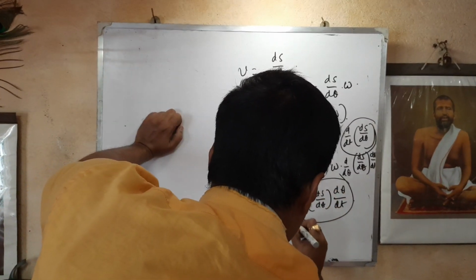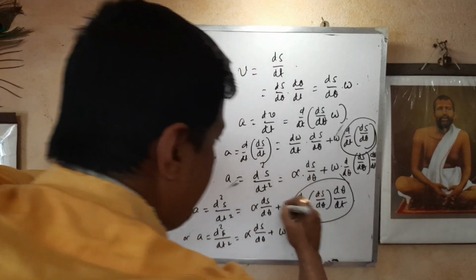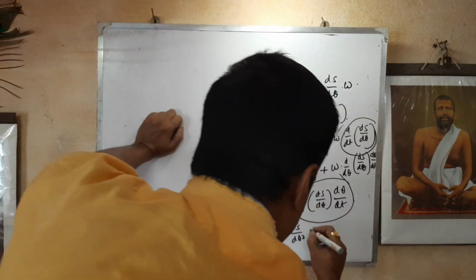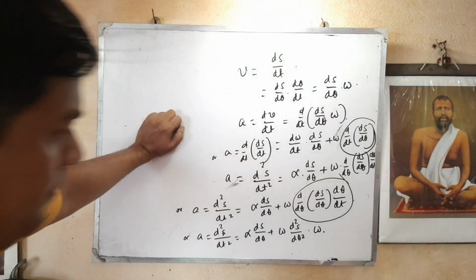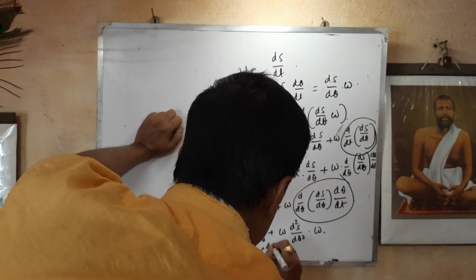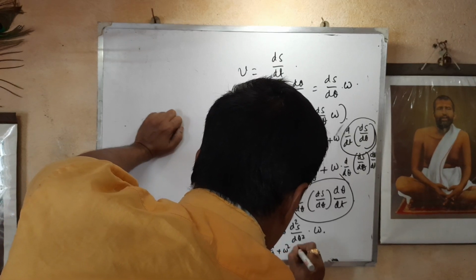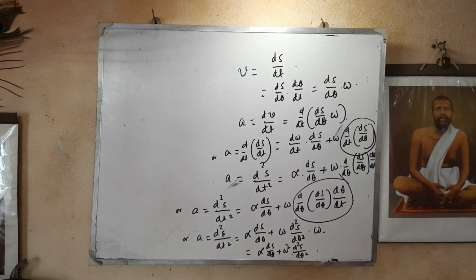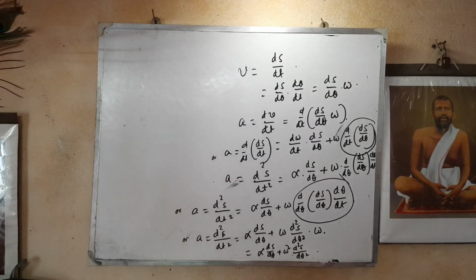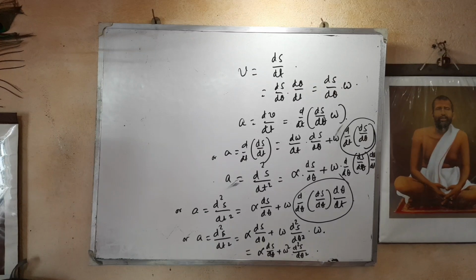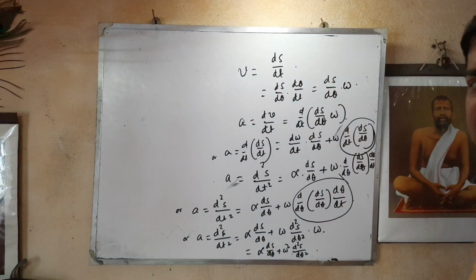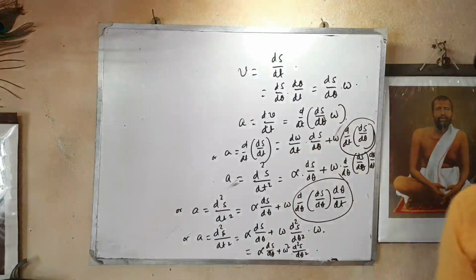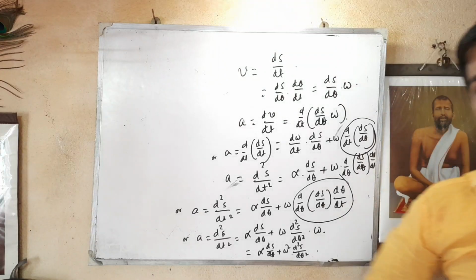Now this term is nothing but d²s/dθ², the second order differentiation of s with respect to theta, into dθ/dt, that is omega. It is alpha into ds/dθ plus omega square times d²s/dθ². Clear?